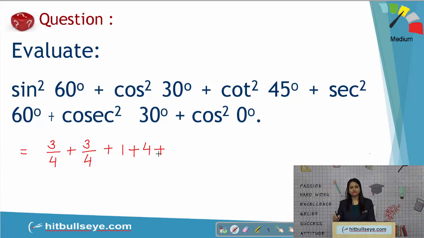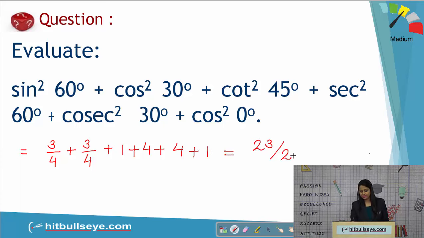This is reciprocal of sin 30. What is sin 30? Half. Its reciprocal will be 2. Its square will give you 4. And plus cos 0. Cos 0 is 1. Its square will be 1 always. So if you solve it, you will get 23 by 2. A simple substitution question. You know the values, you put the values, you get the answer. So it's recommended again to learn this table.